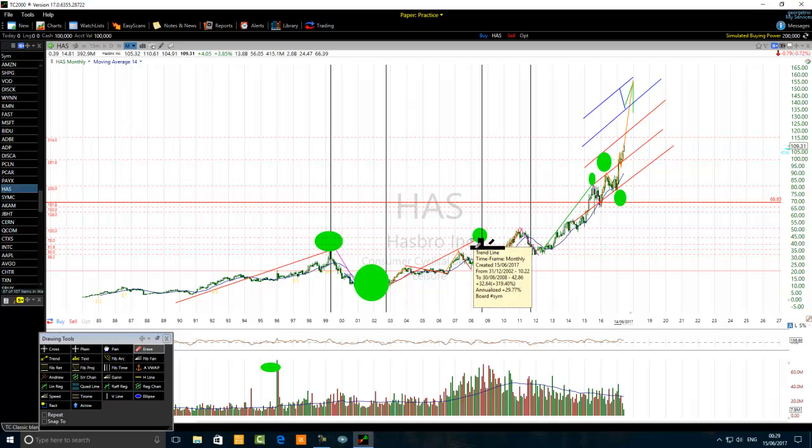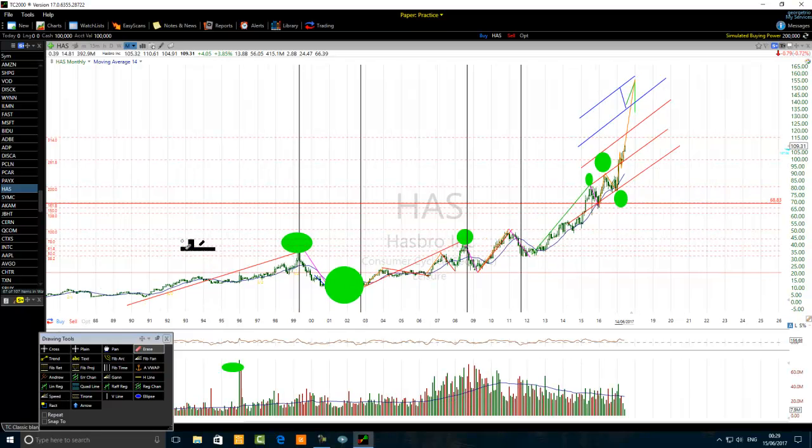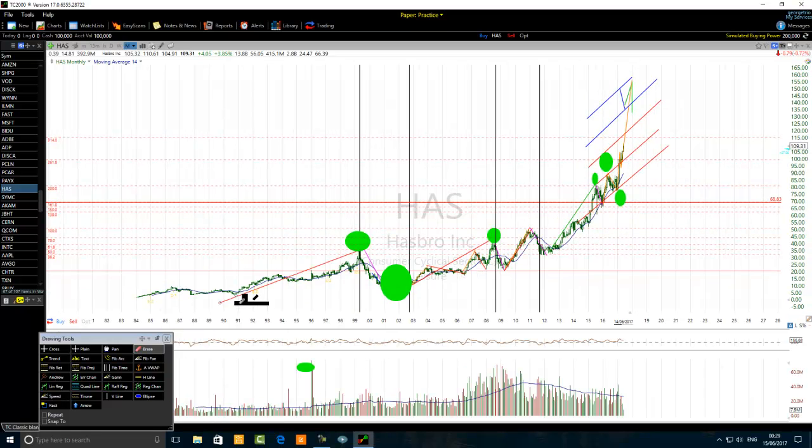X wave, we connect two corrective waves. This is a correction here, another correction here. Now everything is aligning beautifully. So we are now ready to forecast the market, expecting the fifth minor wave of the fifth wave. So now this is a wave count.